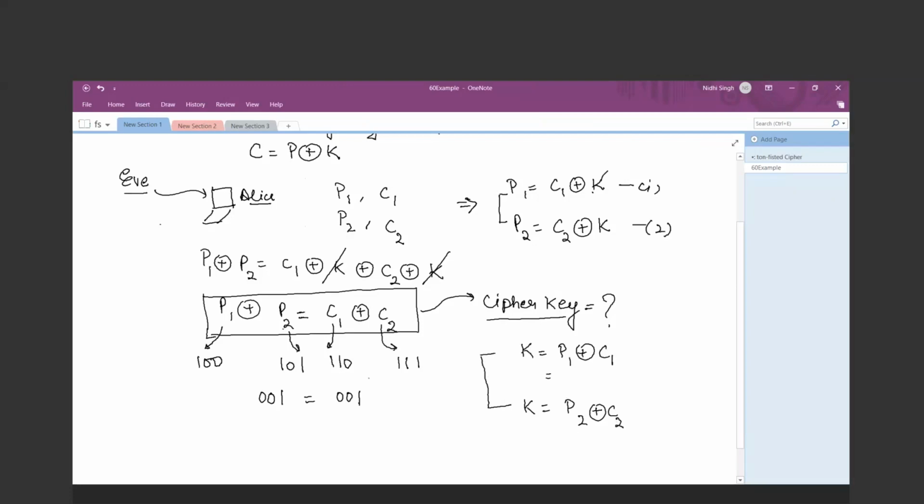So in this case, what will be my key? What is the value of P1? P1 value is 101 and XOR with C1 value. C1 value is 110. So what is the corresponding output after performing the XOR function? That is 011. In that case, what is the value of P2? That is 101. XOR with C2 111. What is the corresponding output after performing the XOR? That is 010. So yes, you can see the key values are same.